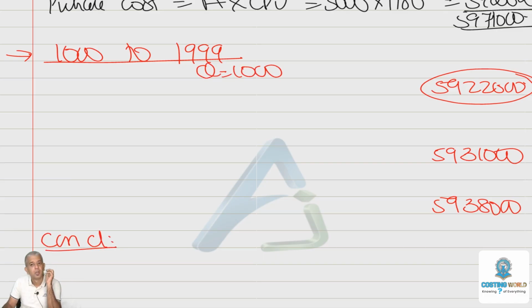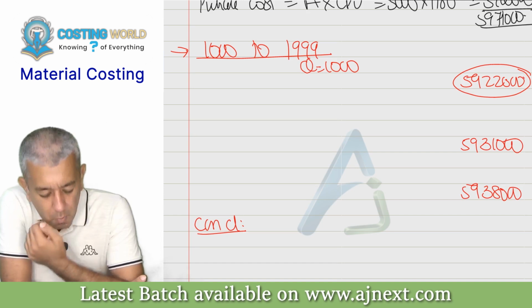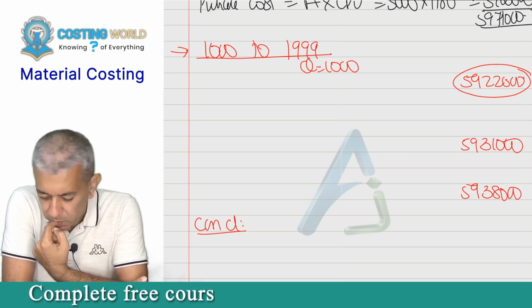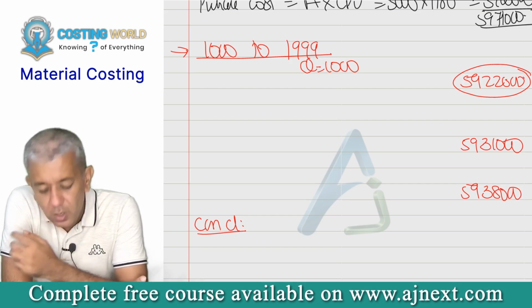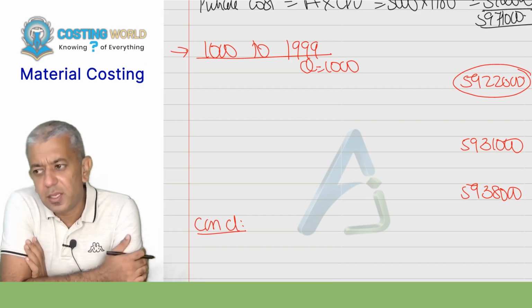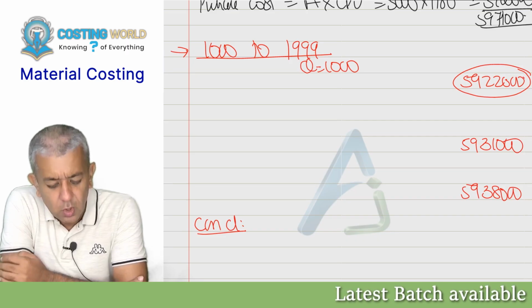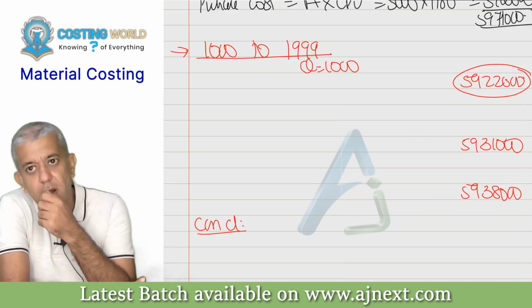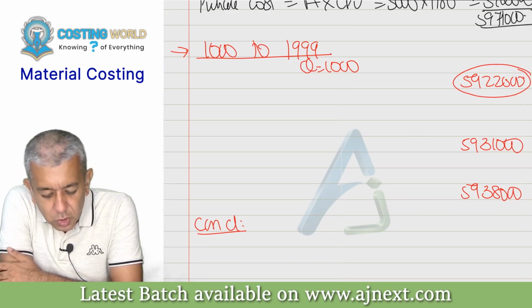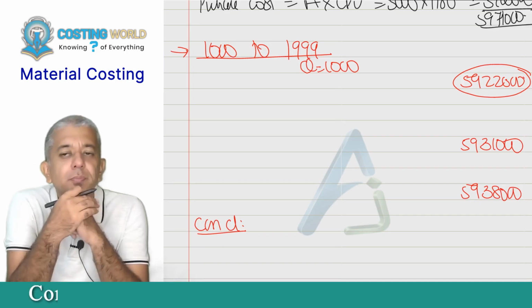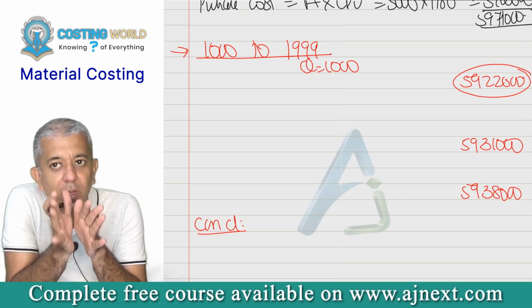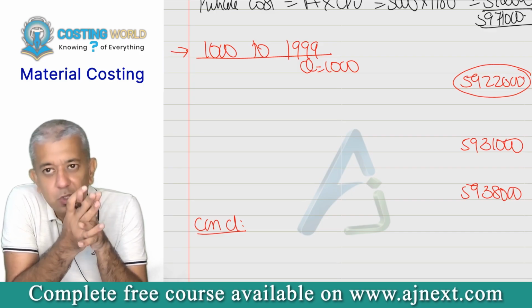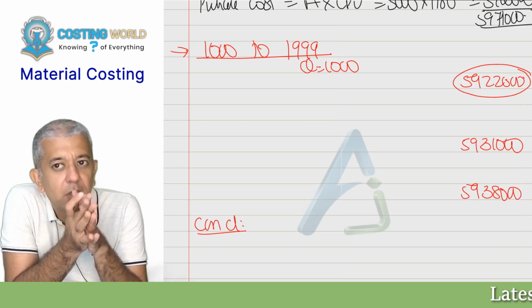Write down. Out of all the options, ordering quantity of 1000 tons leads to the least cost. Now, any doubt? I told you one doubt that will not come to your mind. I was 100% sure. Any doubt?